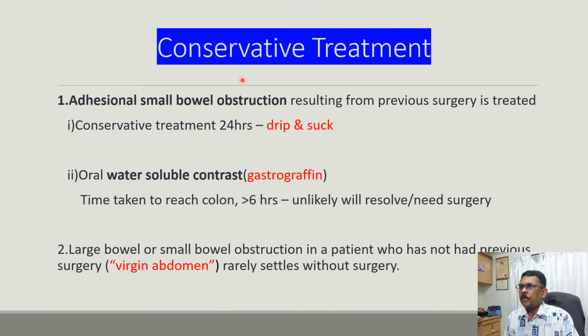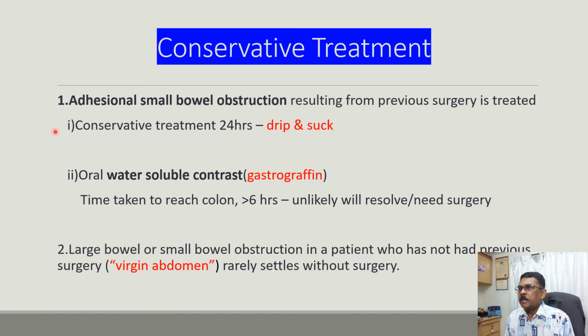Okay, for bowel obstruction arising from adhesions of the small bowel due to previous surgery, this is best treated conservatively. And this is done in this sequence. The patient is treated by drip and suck conservatively for 24 hours, and you monitor the patient.